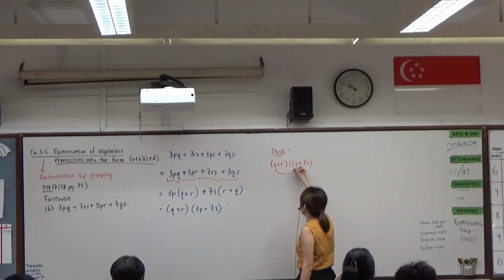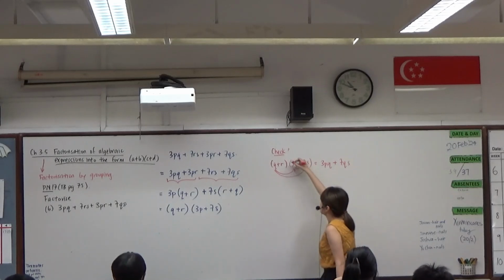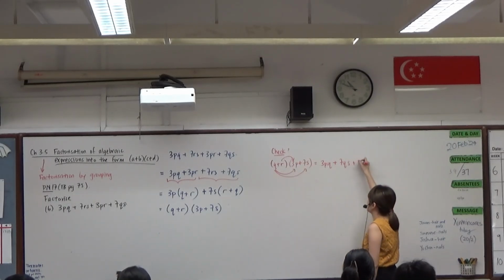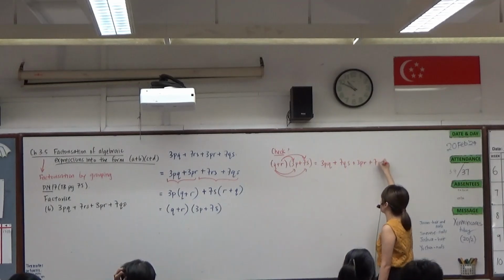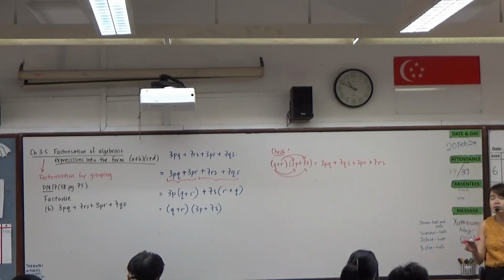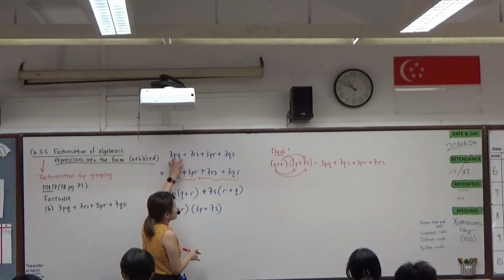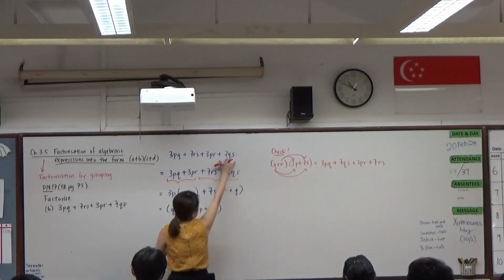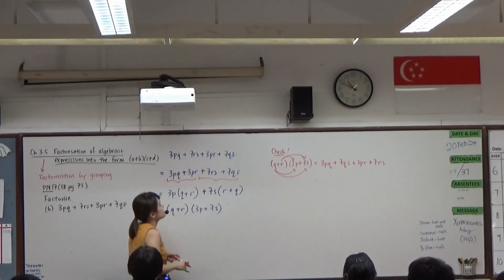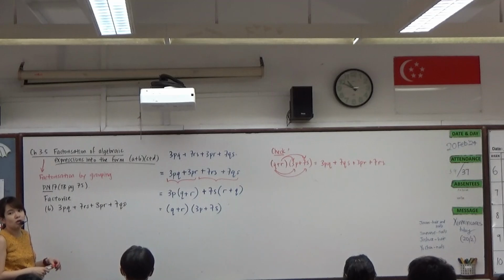So Q multiplied with 3P, we will get 3PQ. Q multiplied with 7S, 7QS. R multiplied with 3P, we get 3PR. And R multiplied with 7S, we get 7RS. While the terms may not be exactly in the same position, the terms are there. We have the 3PQ, we have the 7QS here, we have the positive 3PR as well as the 7RS. So that is how we can go about checking whether our answer is correct or not.